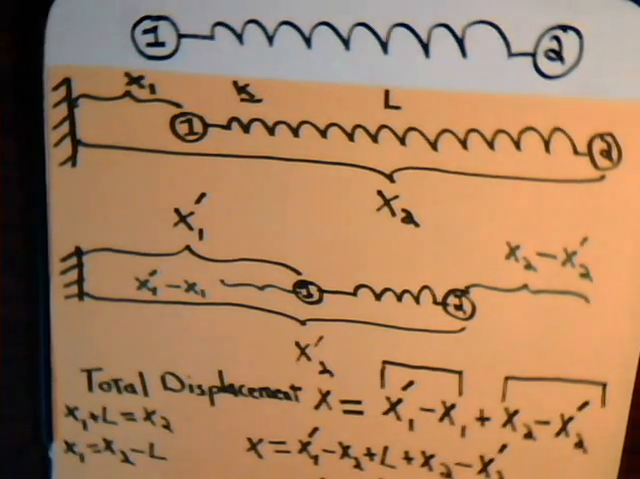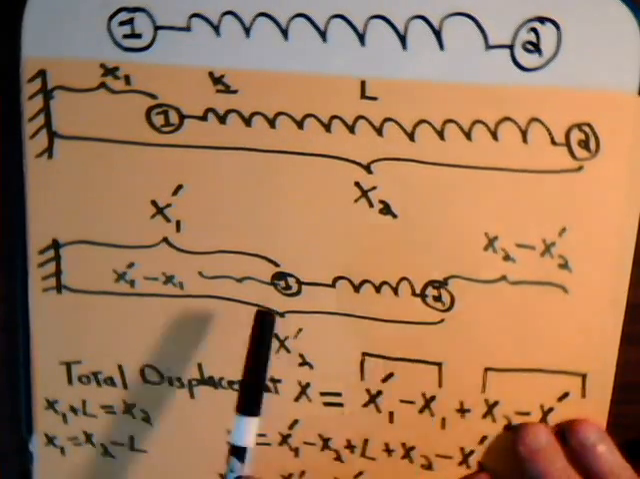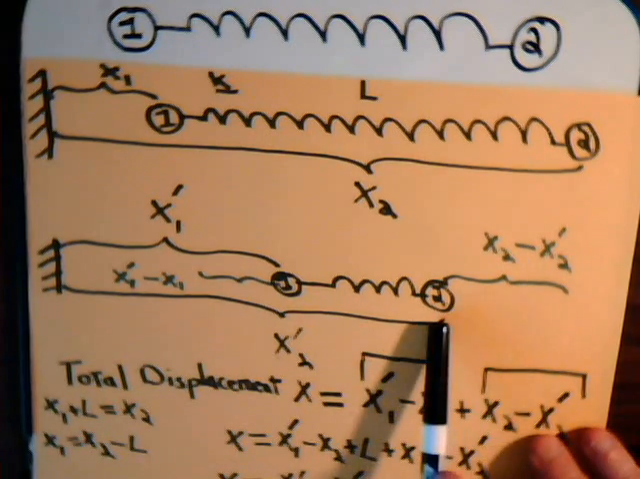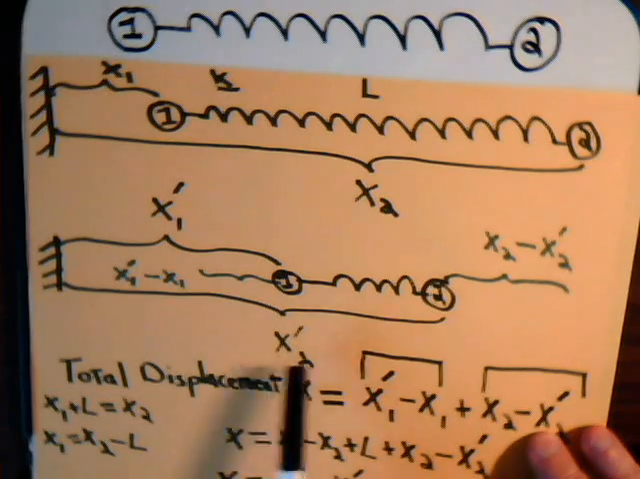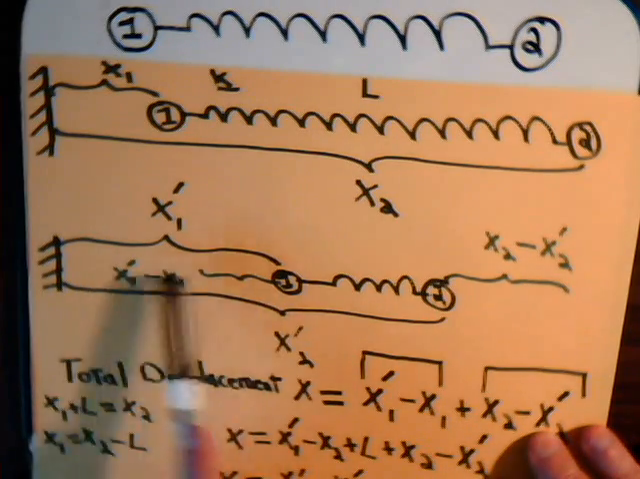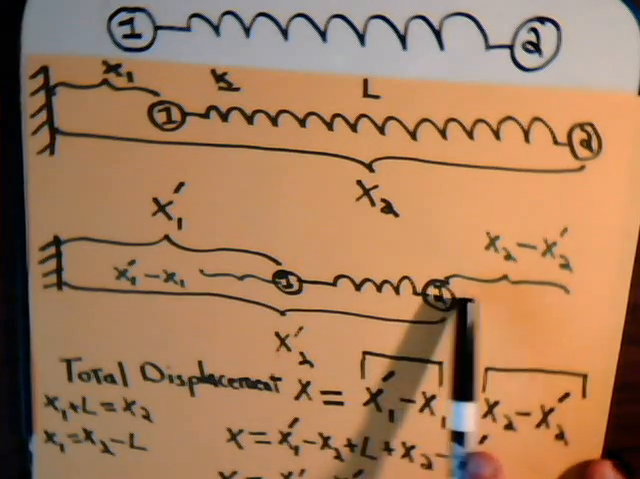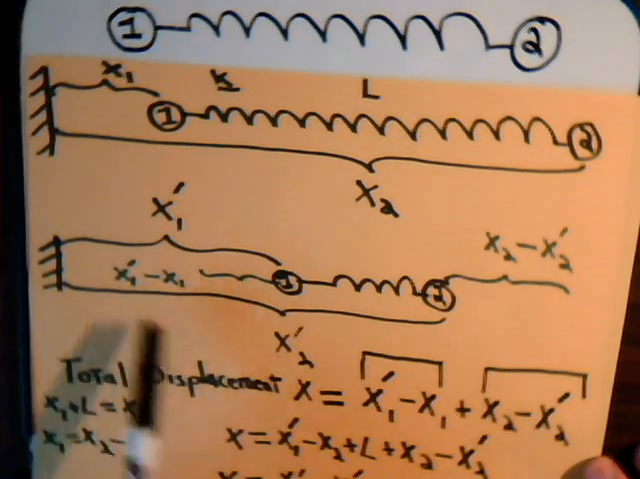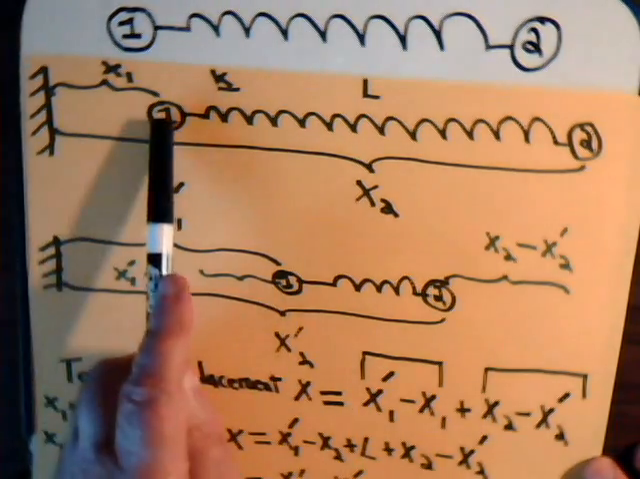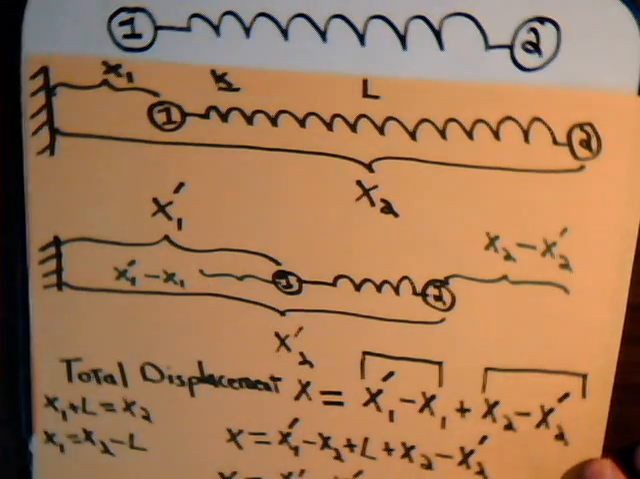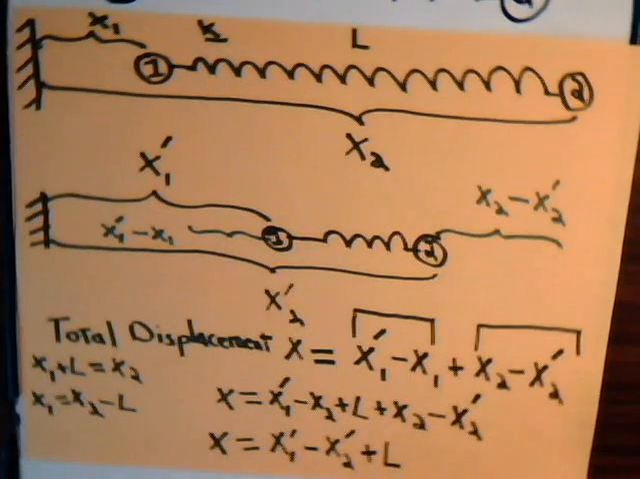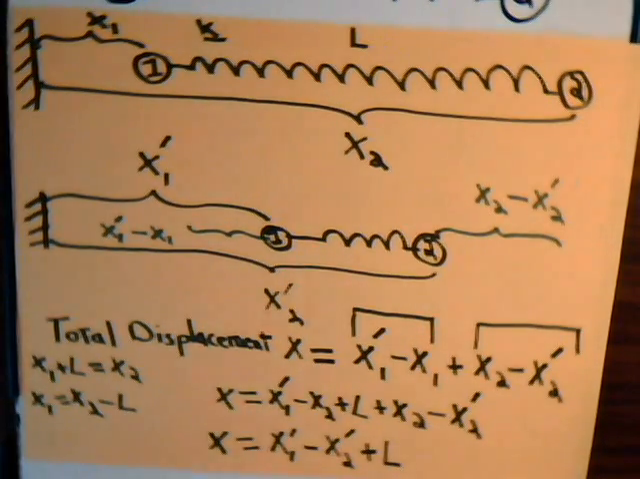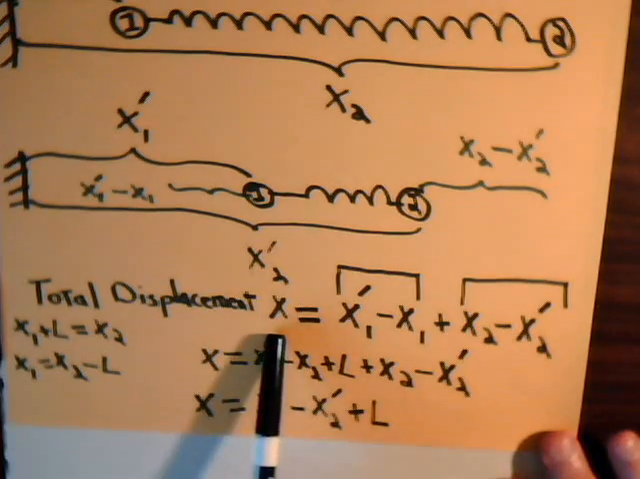Then imagine that we compress the spring. So now block 2 is here and block 1 is here. Block 2 is now at position x2 prime, and block 1 at position x1 prime. Now the amount of displacement here would be equal to x2 minus x2 prime. That's the displacement on the right end. The displacement over here on the left end would be x1 prime minus x1. So the total displacement for our system would be this plus this. And we have that written right here.